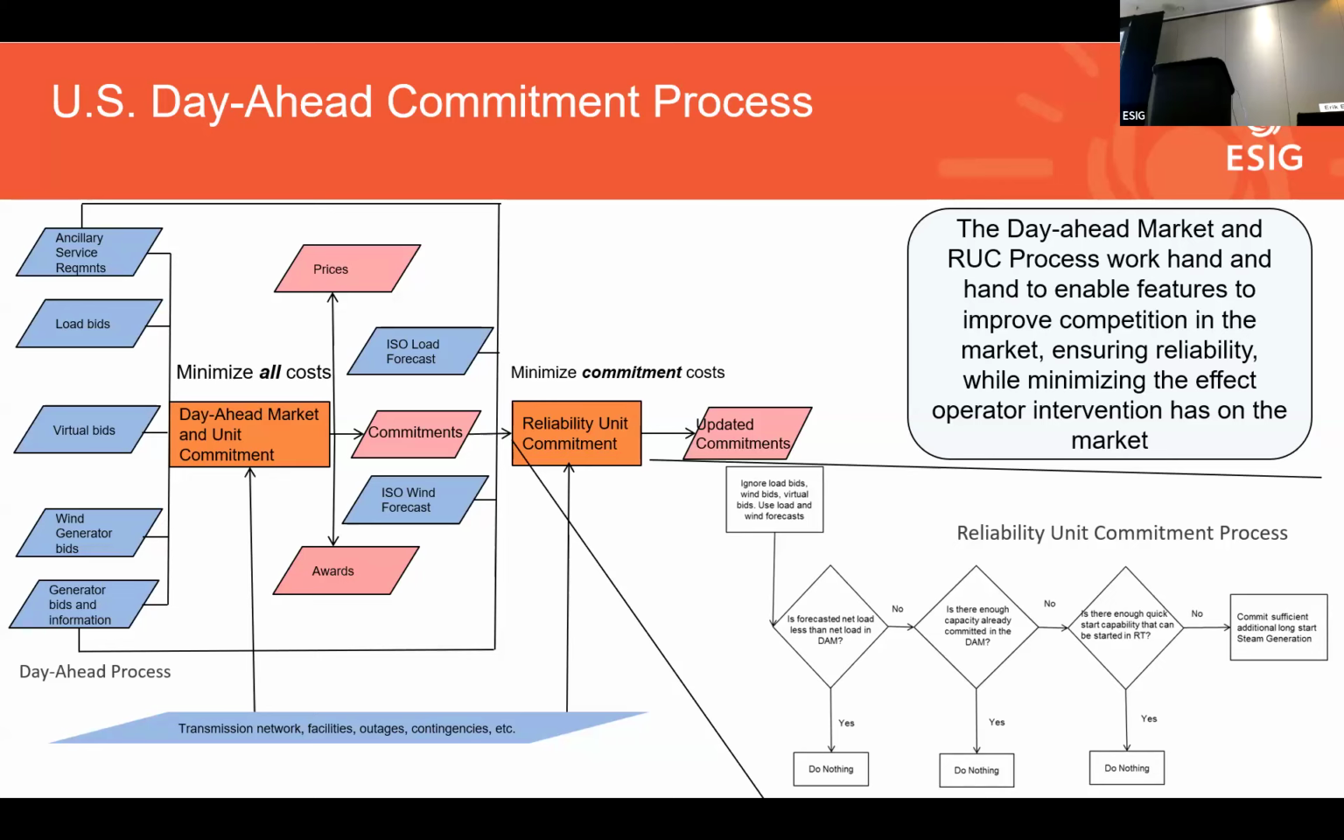Is there enough quick start capacity that I can turn on later? If there is, I still don't have to do it. I don't need to do anything in this process. So only if all these steps fail will the commitment process turn on another unit that wasn't cleared in the day-ahead market. So that's where the importance of the forecast comes in. Only after all of these other steps would there be this additional decision of turning on additional resources.